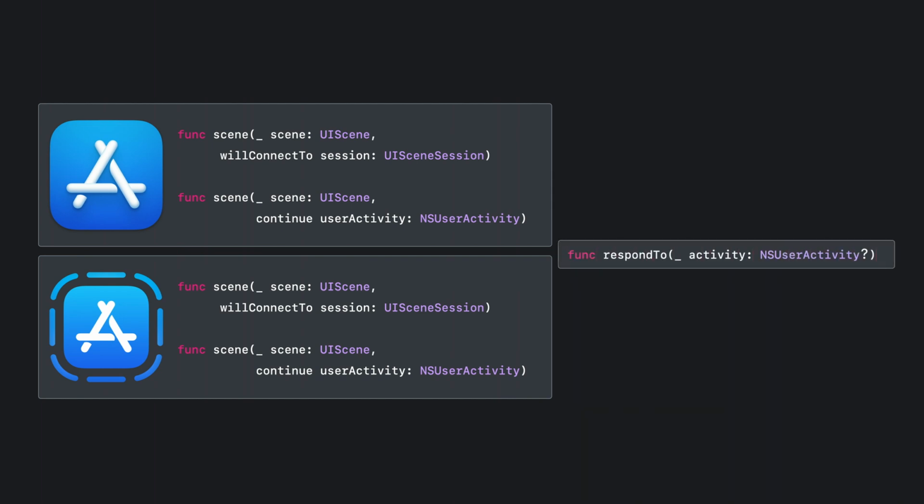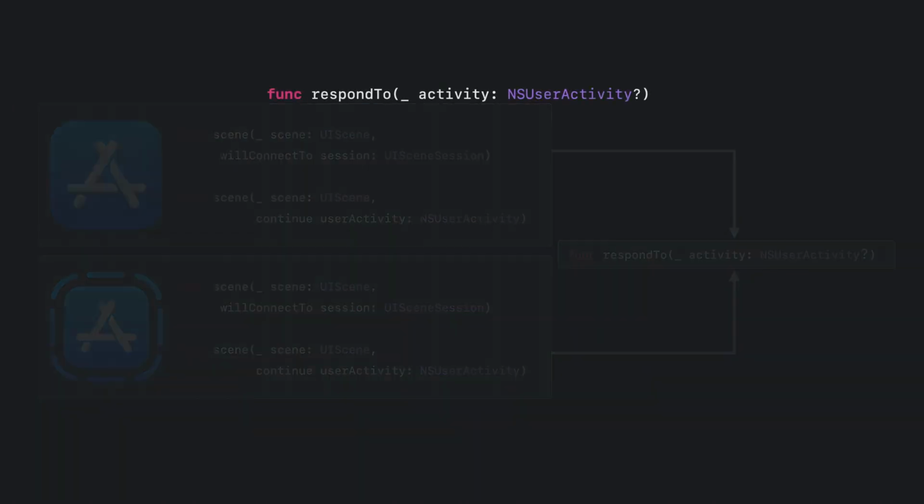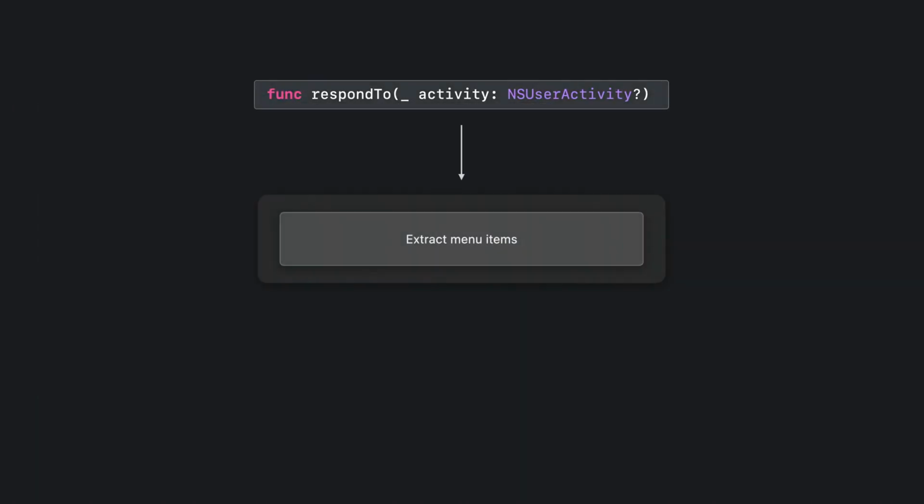Consider creating a method like respond_to that takes the user activity as a parameter. Use this method as the main entry point of your app and clip by directly calling it from all of the relevant lifecycle methods. Now you're executing code that's common to both your app and clip, which greatly reduces the overhead.